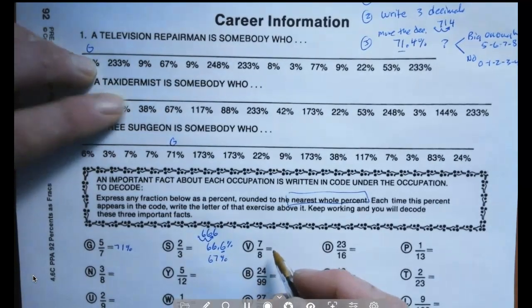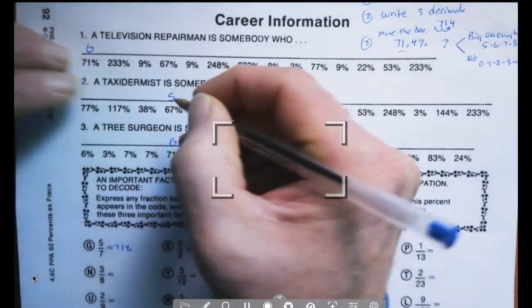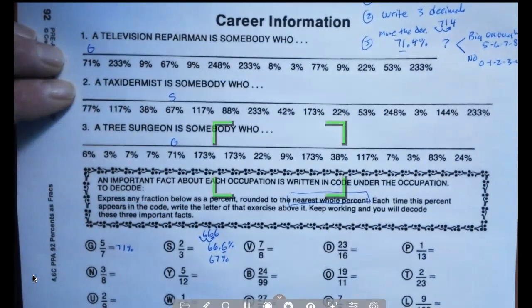We go up top, look for 67%. Here's one right here. Put the S there. Here's an S. There may be others. I'll let you find those.